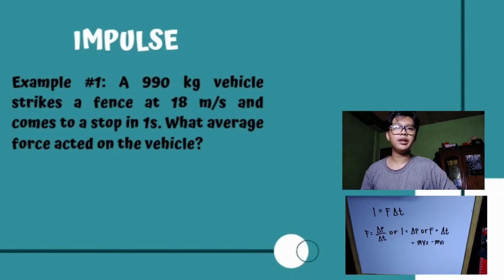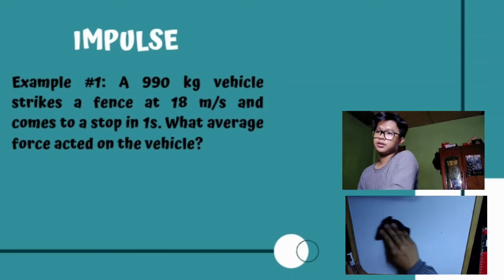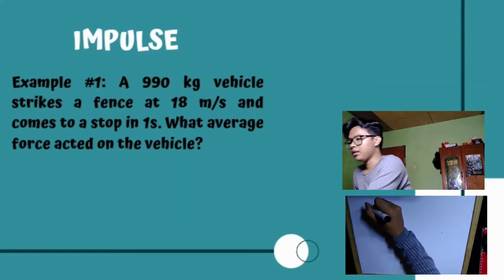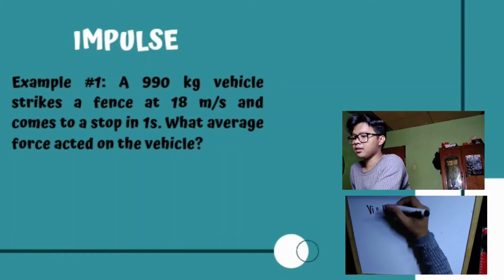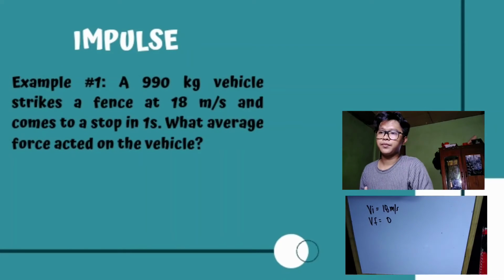In example number 1, a 990 kilogram vehicle strikes a fence at 18 meters per second and comes to a stop in 1 second. The problem is, what average force acted on the vehicle? In this problem, ang initial velocity natin is given. So we have initial velocity equals 18 meters per second. Ang hinahanap natin is final velocity, which is 0.